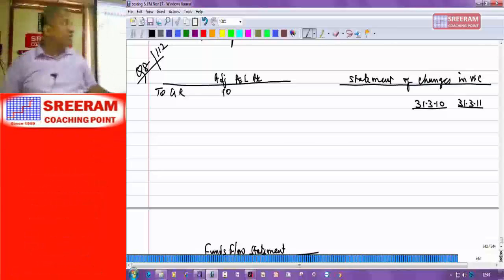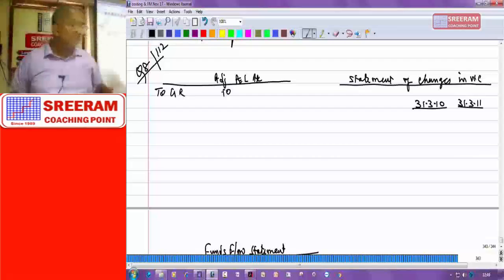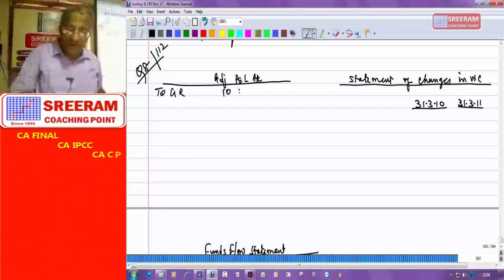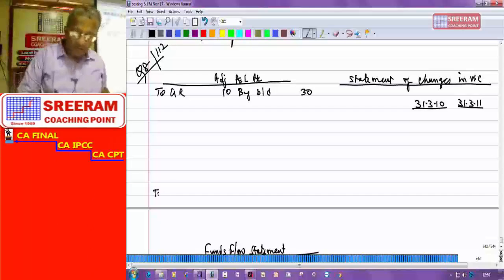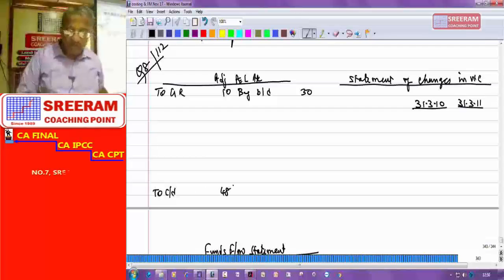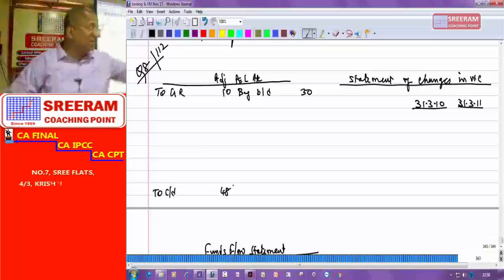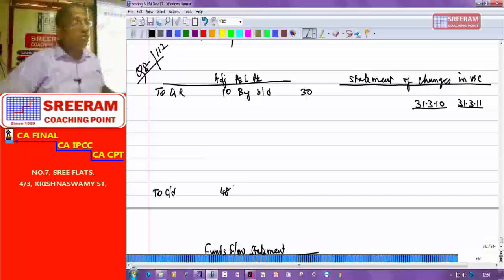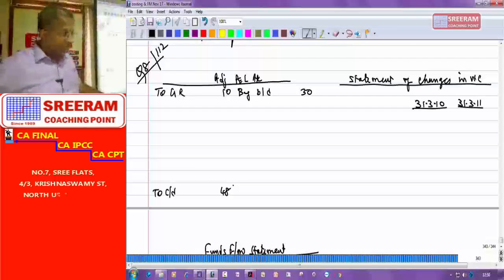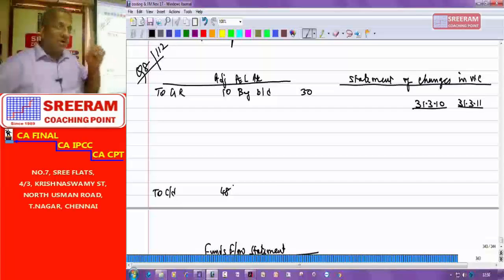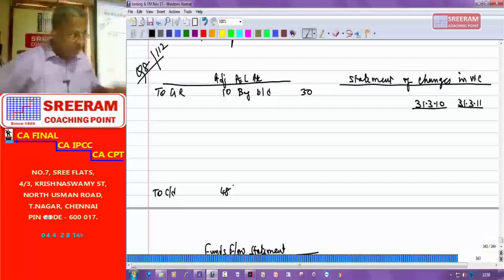Next, profit and loss account, opening balance and closing balance. Where should I take it? Adjusted P&L account. By balance brought down. How much is that? 30. To balance carried down? 40. Instead of taking up the increase, we have taken up the opening and closing balance itself. It is as good as taking up the increase. How many items have you seen so far in the balance sheet? 5. How many items have you dealt? 4. How many items not dealt? Only one item. What is that item? Are you keeping it in your memory? Yes, don't worry. Next one.